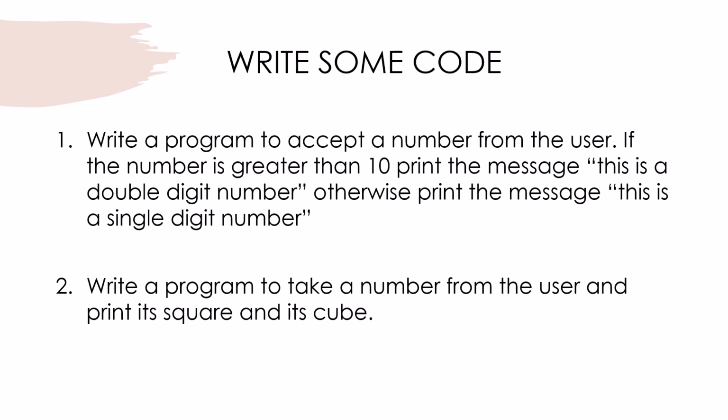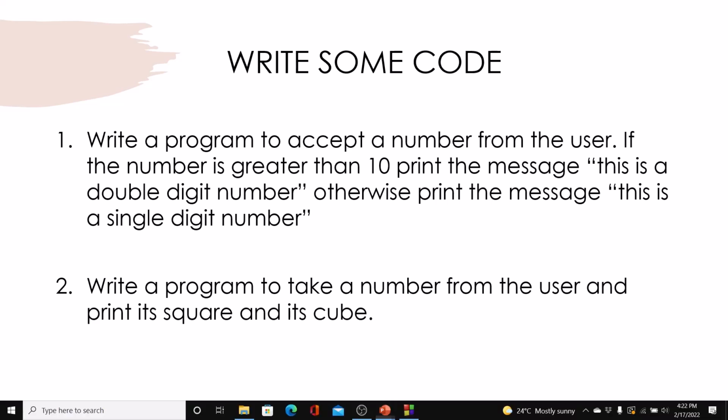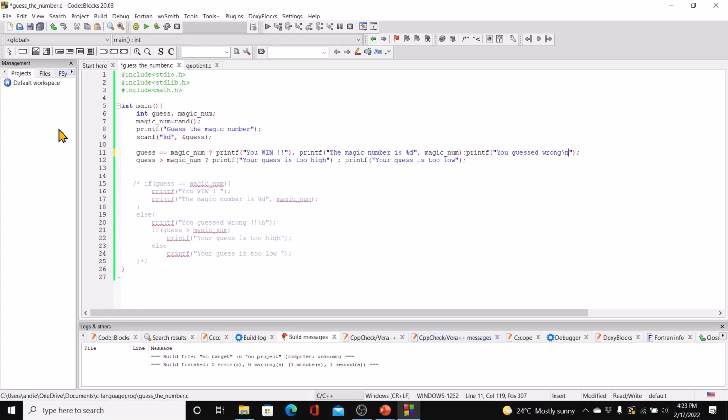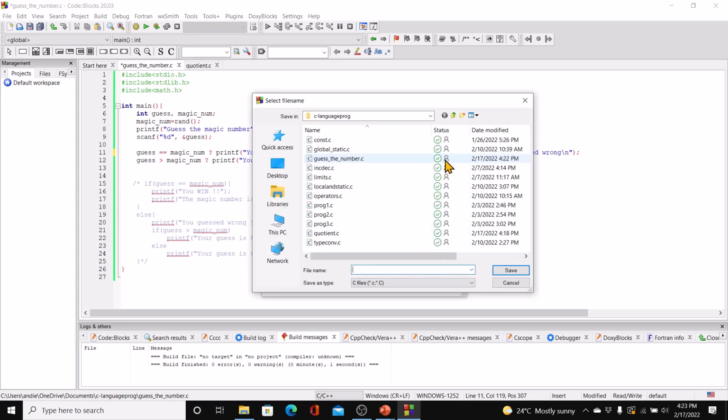Write a program to accept a number from the user. If the number is greater than 10, print the message, this is a double-digit number. Otherwise, print the message, this is a single-digit number. So let's go and write that code. Check digit is what I'm going to call it.